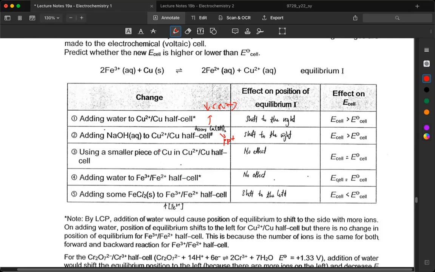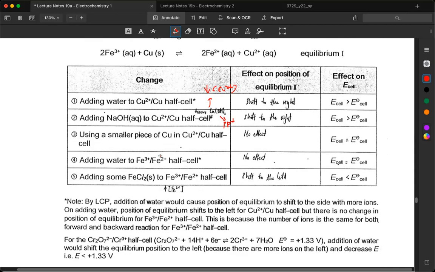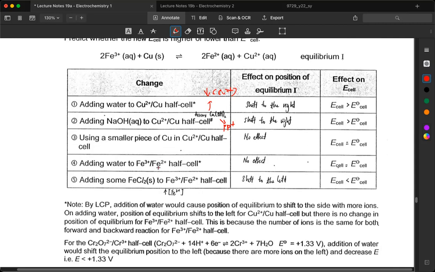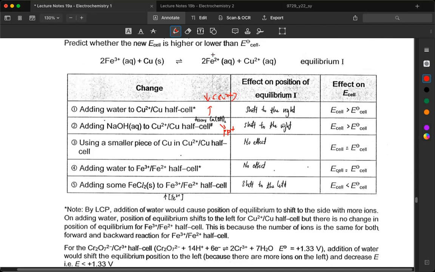If you use a smaller piece of copper, no effect. Doesn't matter. Adding water to the Fe3+, Fe2+, no effect because it's the same mole. But copper, yes, because copper is different. They are one solid, one Cu2+. But for the Fe3+, because same number, so no. Then here is because one more mole.